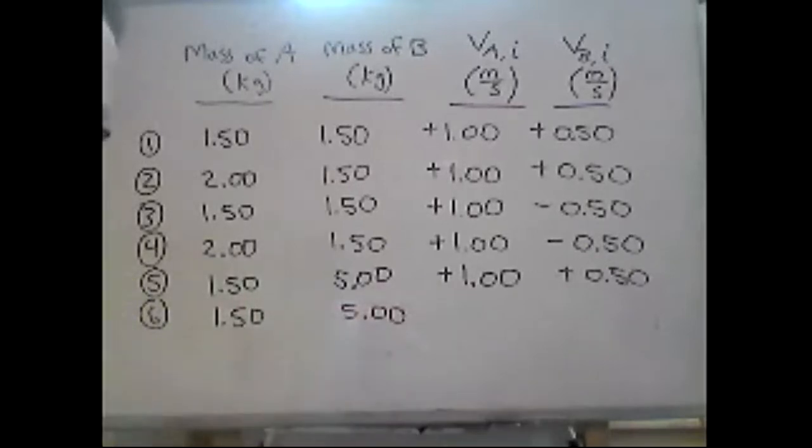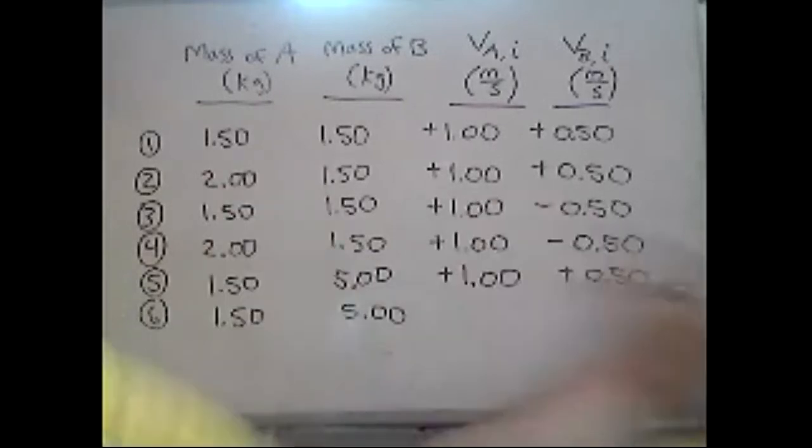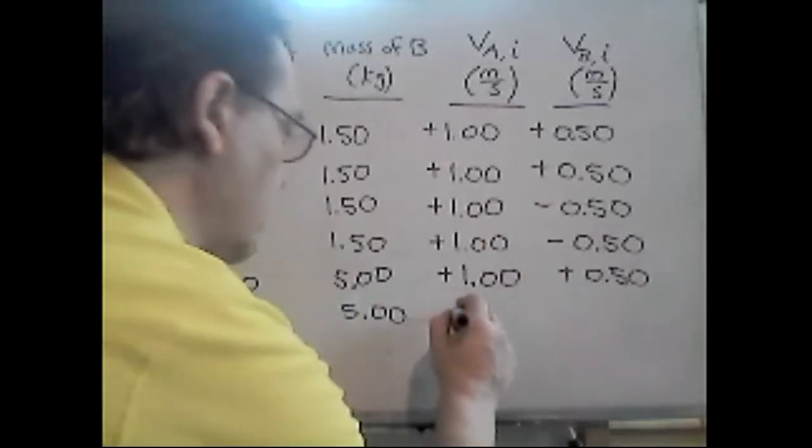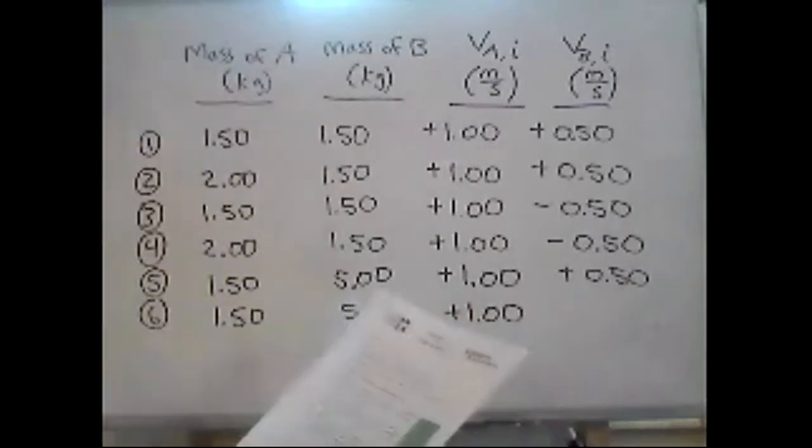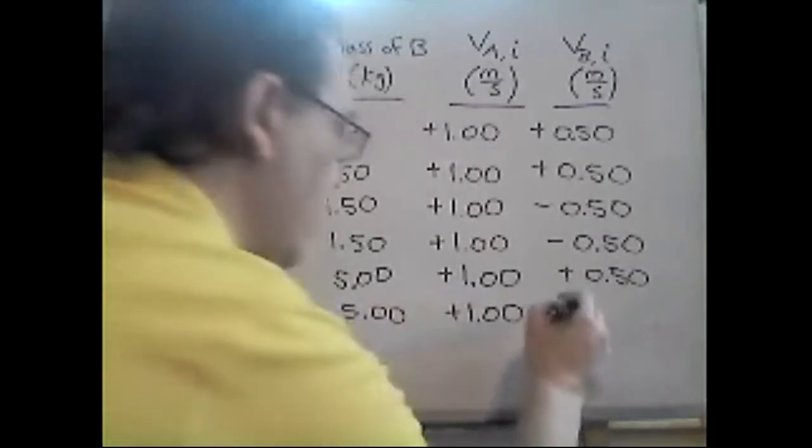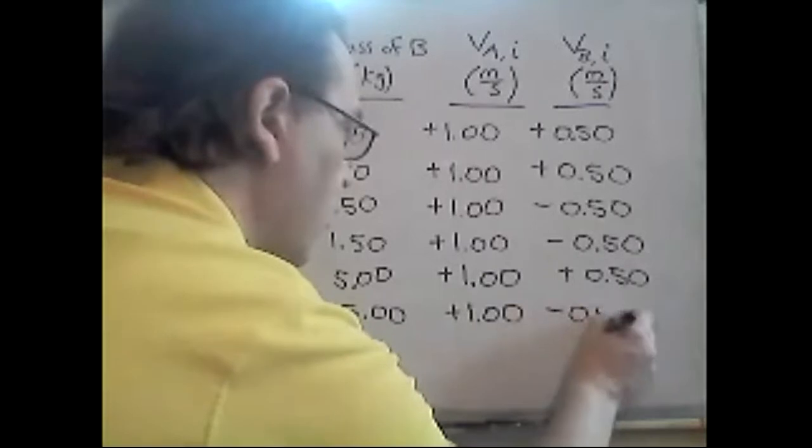But now I'm going to consider that the initial velocity of A is still going to be to the right at 1.00. But B is now going to be to the left at negative 0.50.